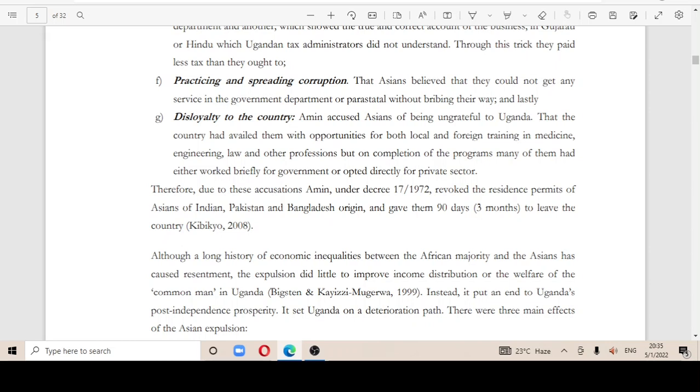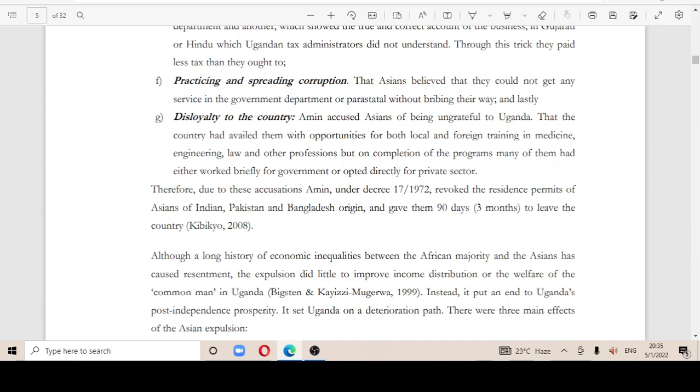You could find that they say here, and other professions, but on completion of the programs, many of them had either worked briefly for government or opted directly for private sector. So you would find that they are really, really ungrateful after the opportunities being exposed to them. That is by Amin's accusation. That's what he accused them of.